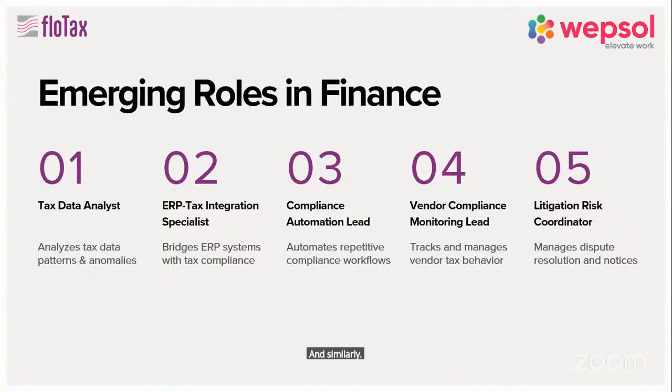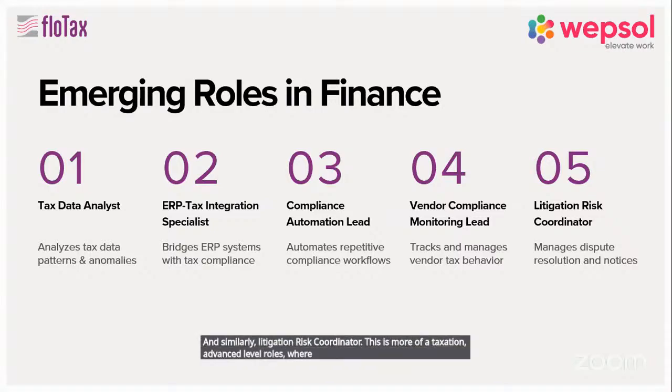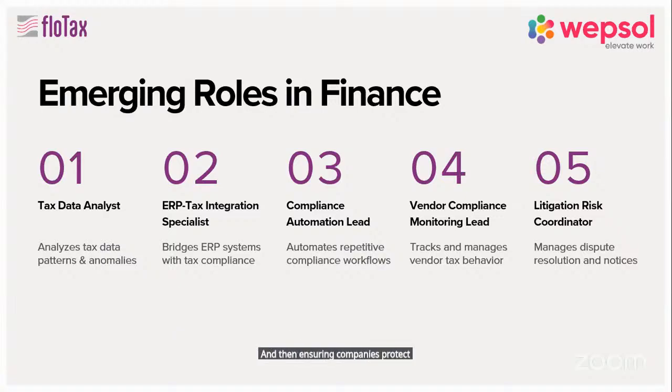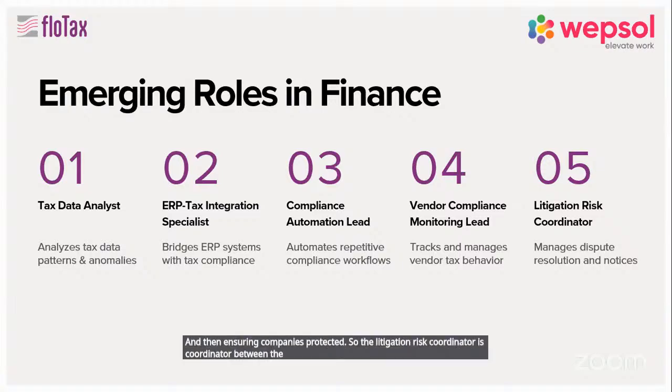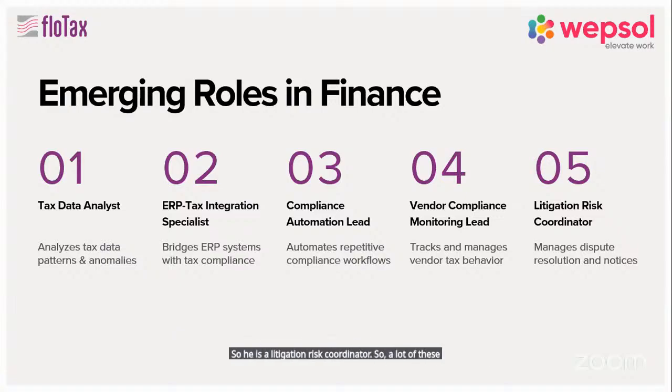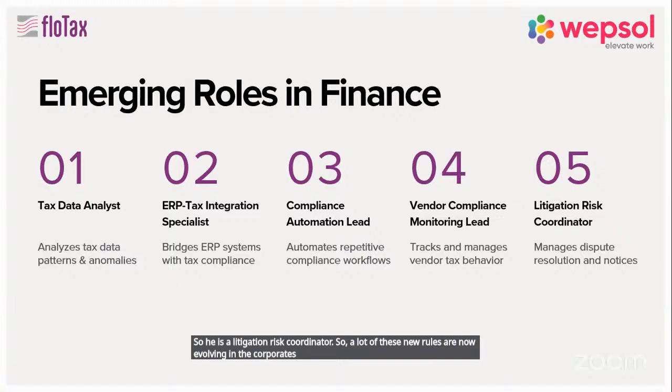Similarly, the litigation risk coordinator. This is a more advanced taxation role, where, when any notice or show cause notice comes, they represent the company, get legally drafted replies, and ensure the company is protected. The litigation risk coordinator is the link between the government department, that is GST, and the counselors or advocates, providing the right information, drafting the right replies, and then going to the department and submitting them. So a lot of these new roles are now evolving in corporates. I suggest all the participants focus on these areas, learn something new in this, and get new opportunities beyond the historical traditional accounting system. Next, please.